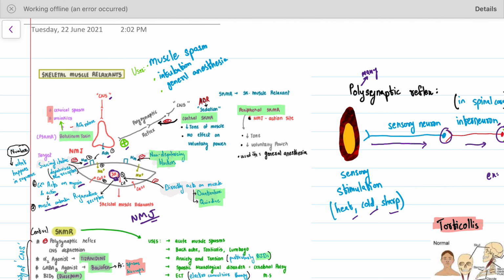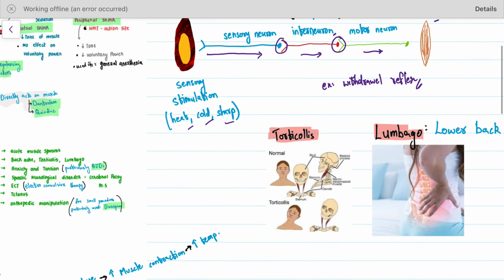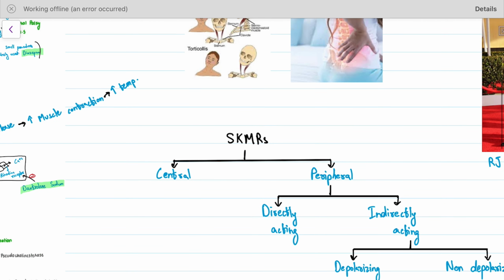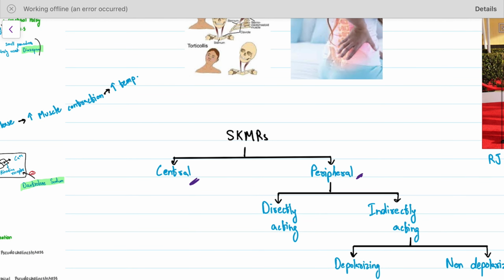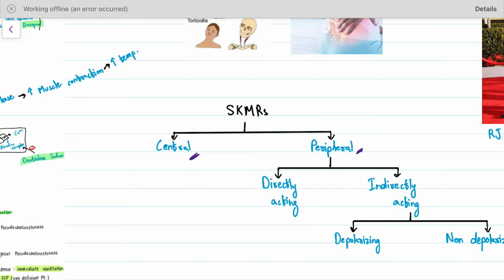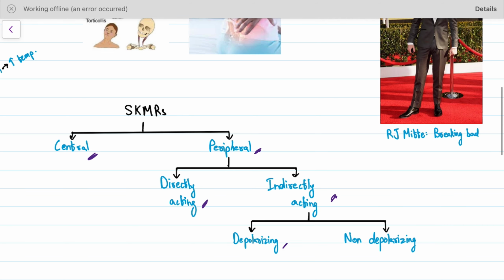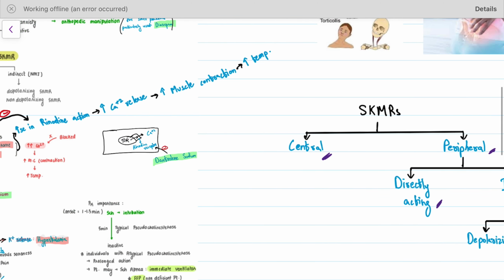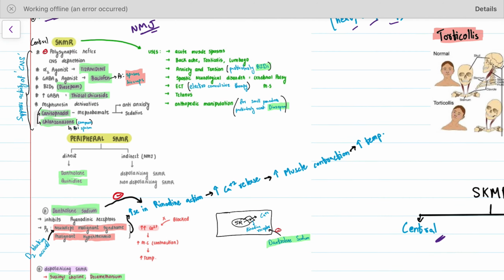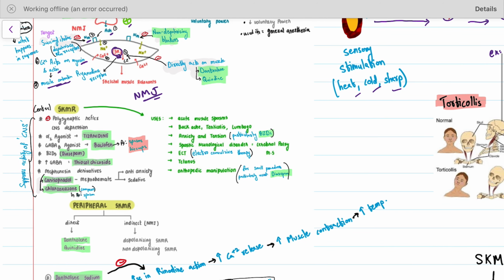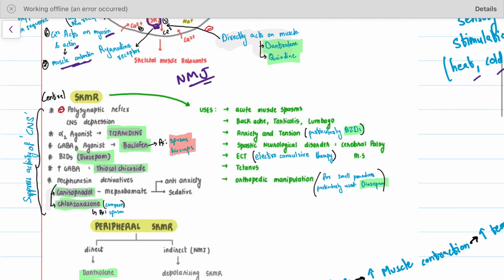These SKMRs can be classified into centrally acting and peripherally acting, and the peripheral ones are further divided into directly acting and indirectly acting, and then the indirect ones include the depolarizing and non-depolarizing types. So let's go into the central SKMRs.